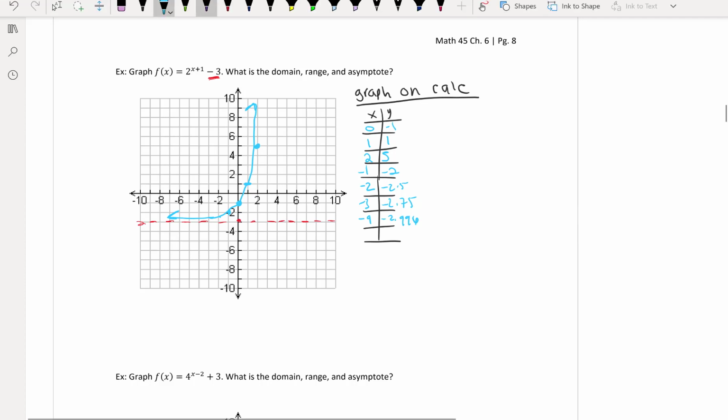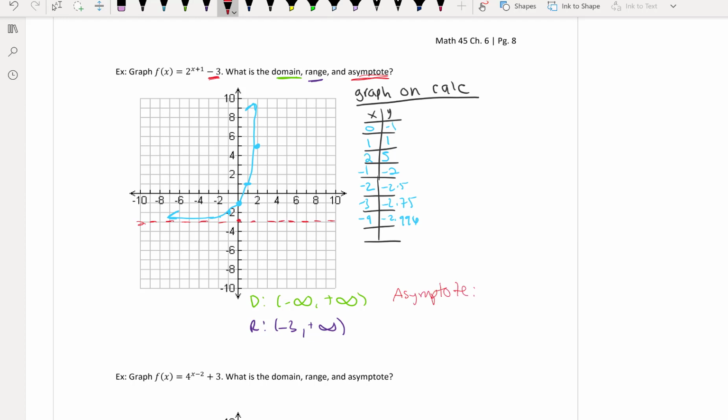Now I can tell you about the domain. That goes from -infinity to positive infinity. I can tell you about the range. The range goes from -3 to positive infinity. And my asymptote here is going to be that y is equal to -3. Okay.